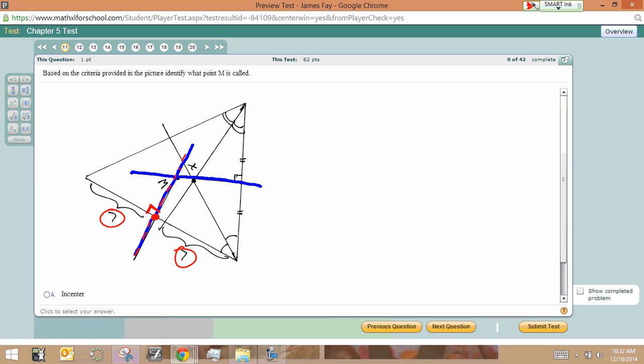Come over here, perpendicular, and that's a midpoint. So that's a perpendicular bisector. Perpendicular bisectors intersect at the circumcenter.